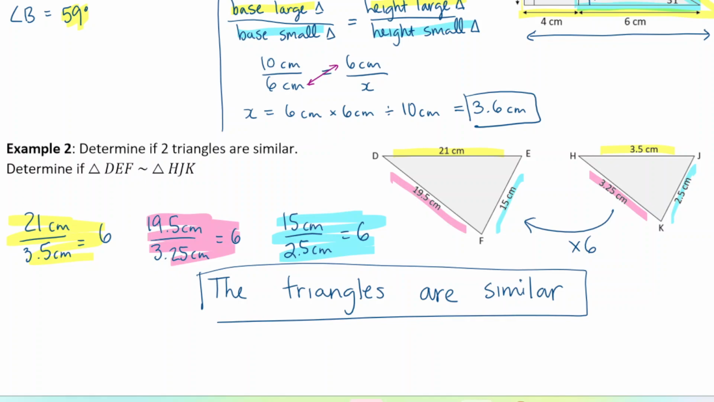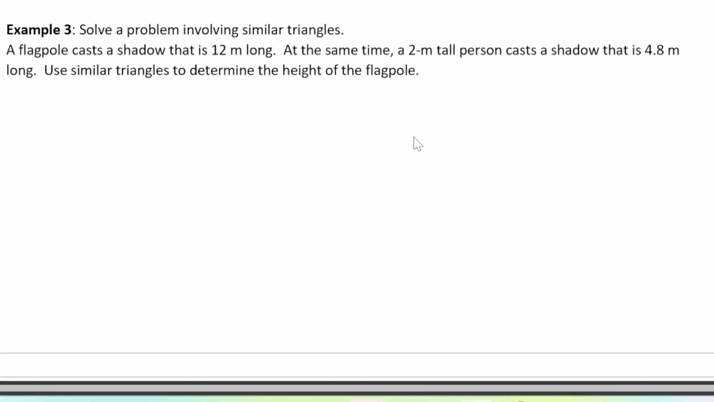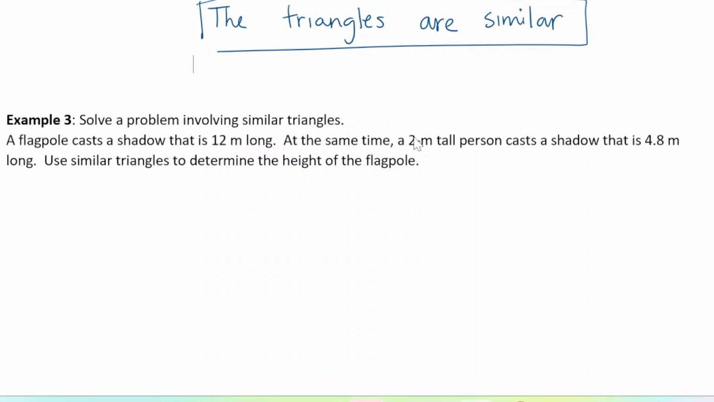Okay, great. And lastly, we have sort of an application question, a real life question. Shadows involve similar triangles. So we can use the shadows of certain objects to figure out the heights or the shadow lengths of other objects. So let's see what we've got here. It says a flagpole casts a shadow that is 12 meters long. Let's draw that. So here's a flagpole. Its shadow is 12 meters long.